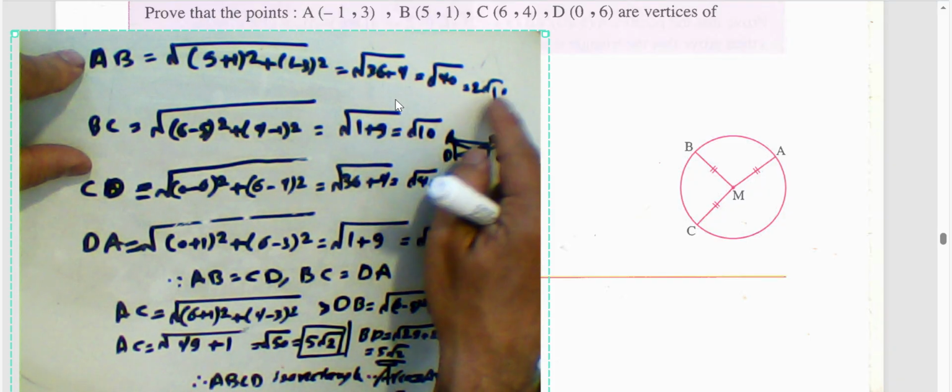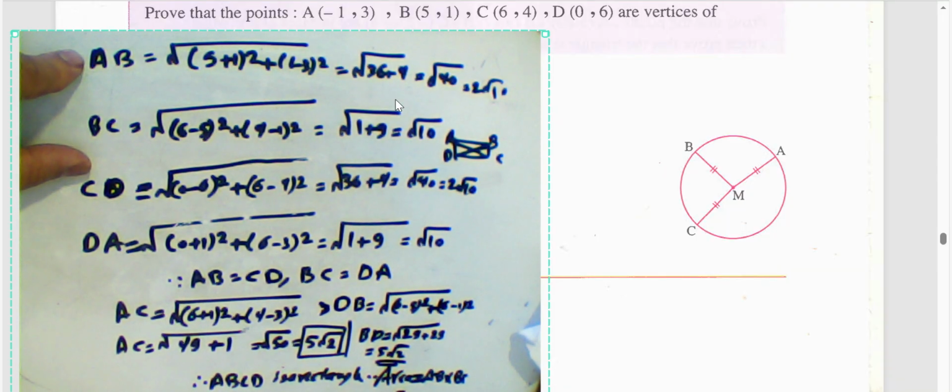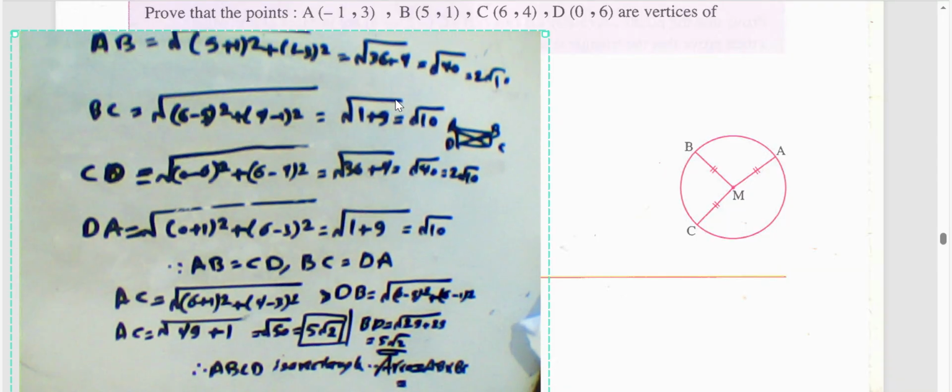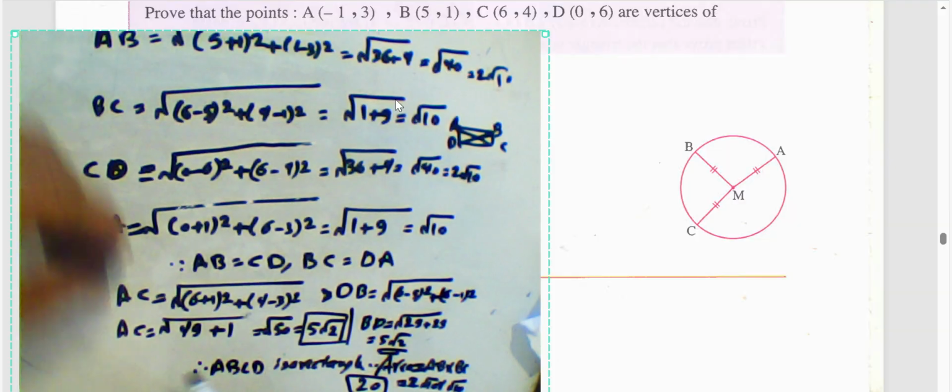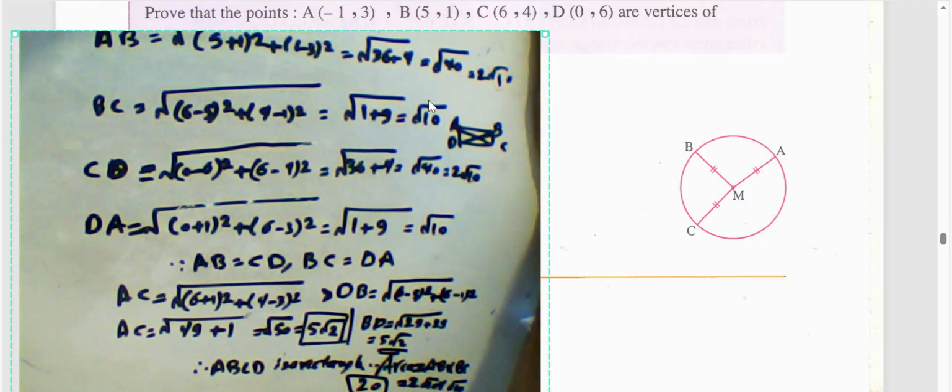The result will be 2 root 10 times root 10. In the area, 2 root 10 times root 10. Root 10 times root 10 equals 10. 10 times 2 is 20. Then the area will be 20 square units. The area of the rectangle equals 20 square units.